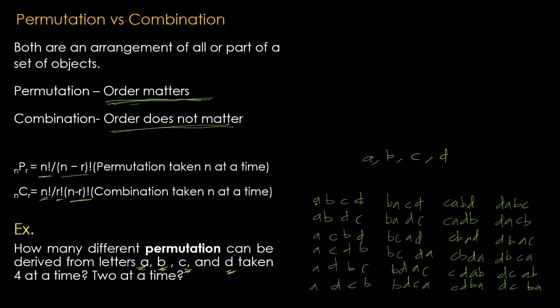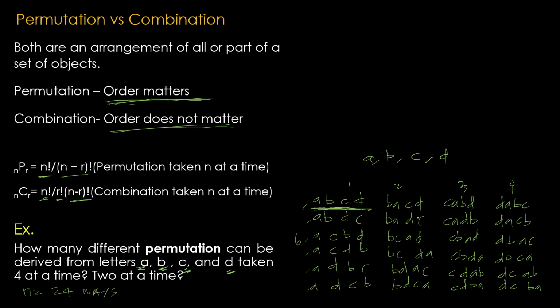taken 4 at a time, meaning four at a time, is equal to this one. This is 1, 2, 3, 4, 5, 6, times 1, 2, 3, 4. So, the number of different permutations is equal to 6 times 4, that is 24 ways.